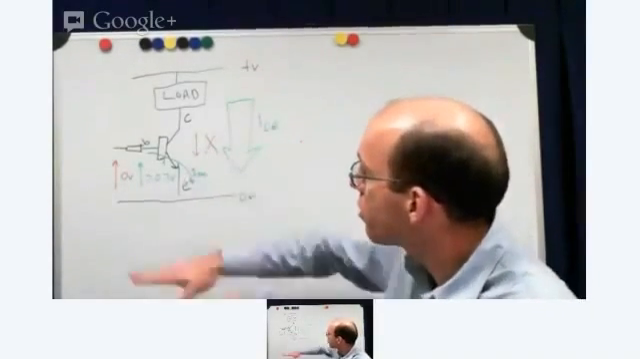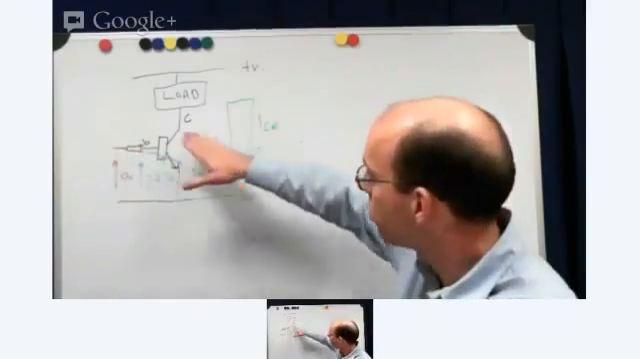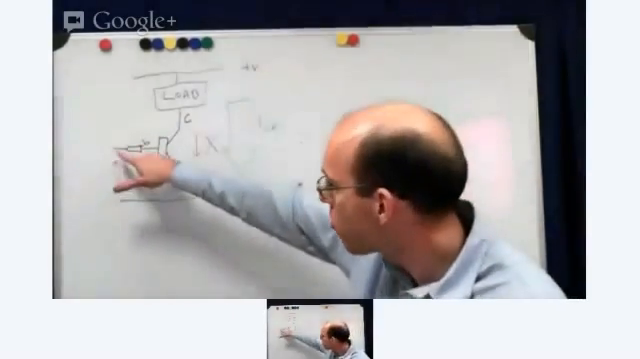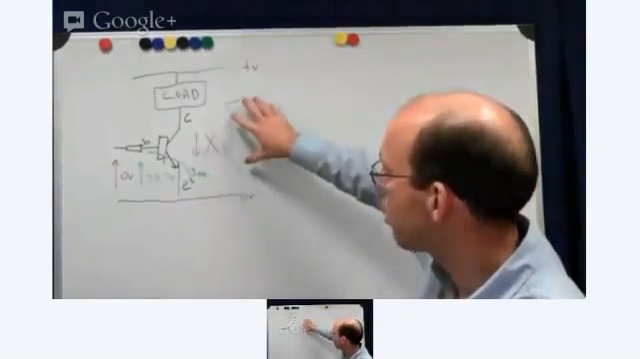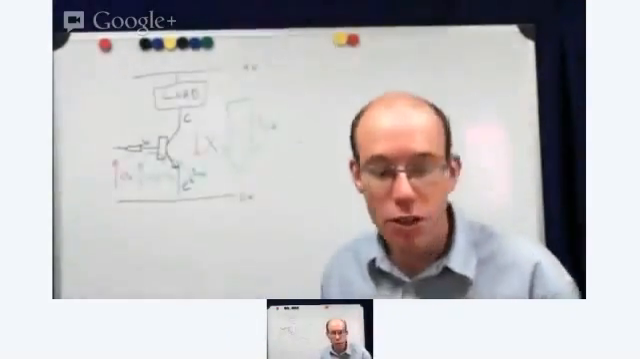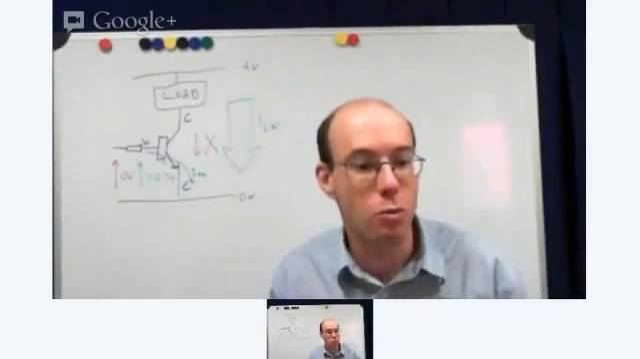So that's the basic operation. No volts, no current, nothing happens. Put at least 0.7 volts onto here, a small amount of current flows through here, and a larger amount of current goes through the device.